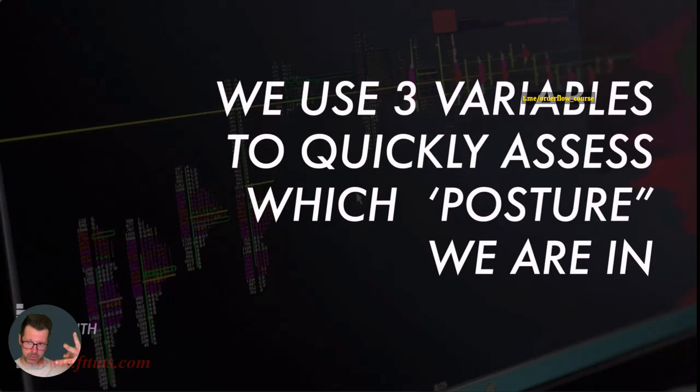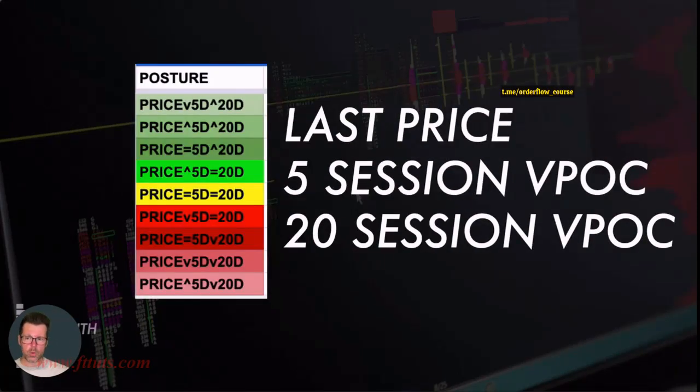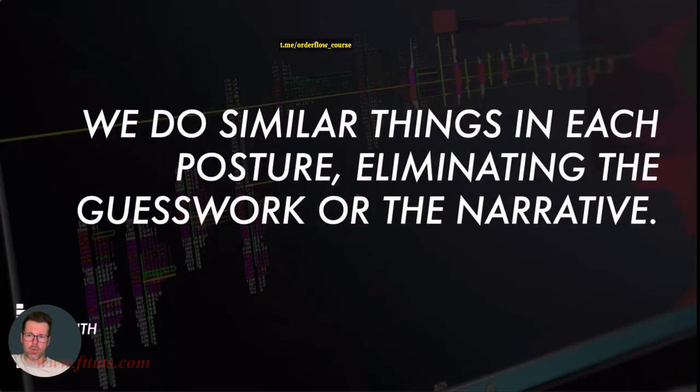And we use three variables to quickly assess which posture we're in. We use the last price, we use the 5-session volume point of control, and we use the 20-session volume point of control. So essentially, most traded price last week, most traded price of the last month. These are not arbitrary. We use these because there is a connection to options expiration cycles that are related to traders who are active in timeframes that we want to be active in. So there's weekly expirations, there's monthly expirations. Those show up in the profile as dealers hedge and build out the profile relative to that. We do similar things in each posture, eliminating the guesswork of the narrative, but let's walk through a couple of those just to give you an idea of what those look like.